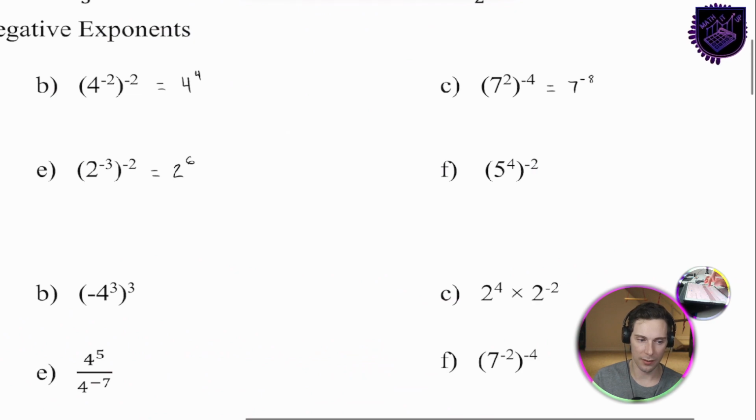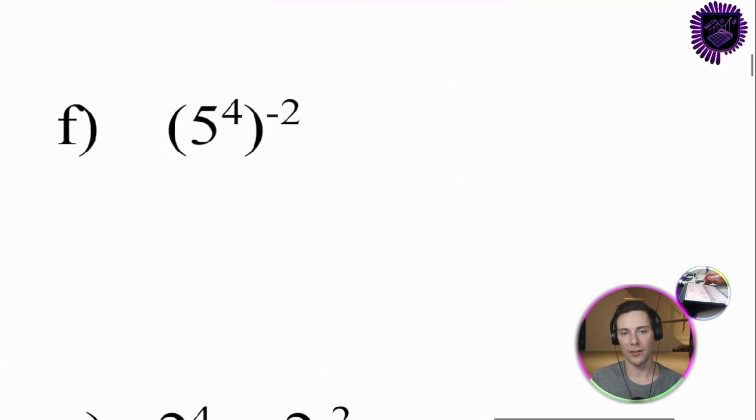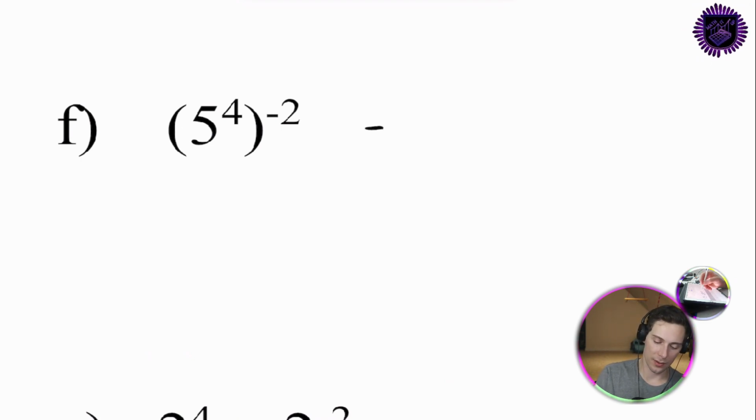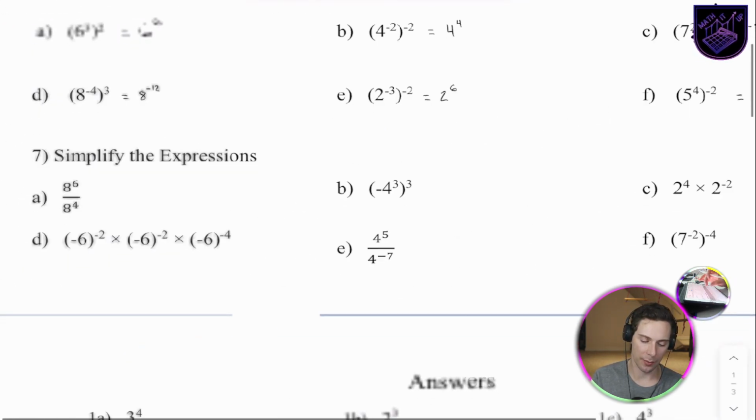Last one here, cruising through this stuff. F, 5 to the 4th power multiplied by exponent negative 2. So this is going to keep our same base, 5. We're going to multiply 4 by negative 2, which gives us negative 8, 5 to the power of negative 8, and that is a really small number.